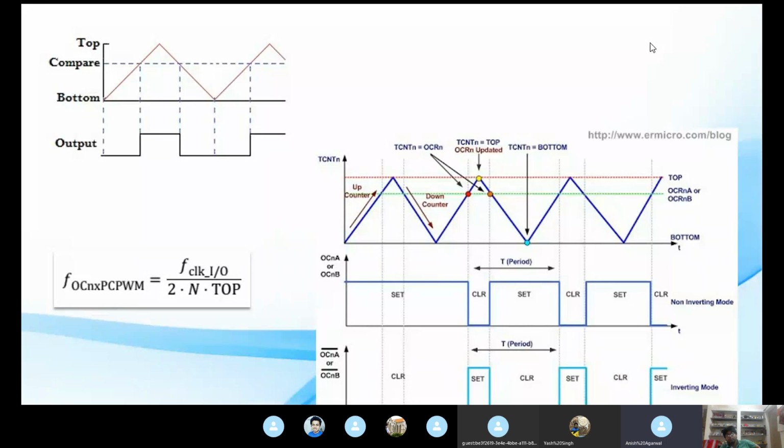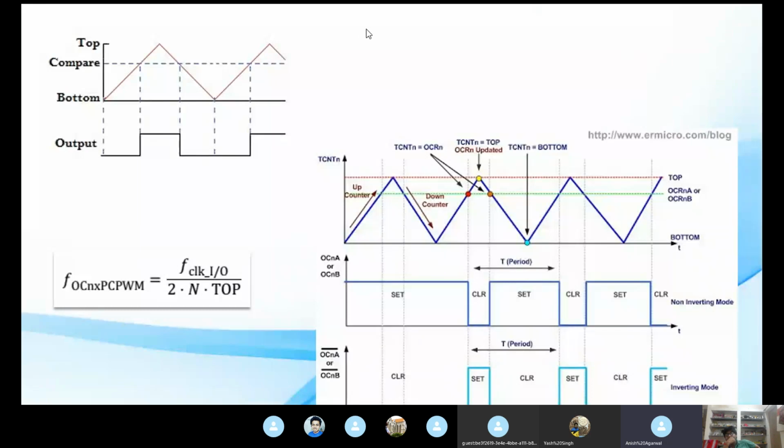Now I'll explain how the microcontroller comes to know when it is supposed to set the voltage and when it is supposed to reset the voltage. Setting the voltage means setting it to high, and resetting the voltage means setting it to 0. Alright, these are the terms that are used in the microcontroller. Setting means setting it to high voltage, and clearing or reset means setting it to 0.